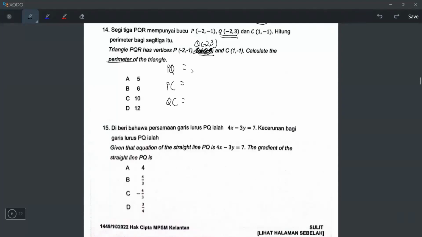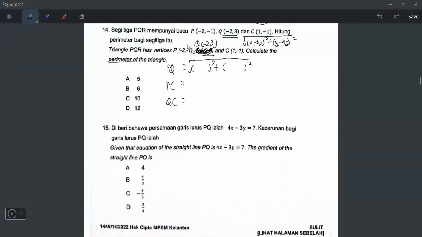But how to find distance? Well, you use the distance formula: square root, bracket square plus bracket square, and here will be x1 minus x2, y1 minus y2. Okay, and I did this in the class already. I revised this chapter with you. If you came, you know lah. Okay, so what is the PQ distance?